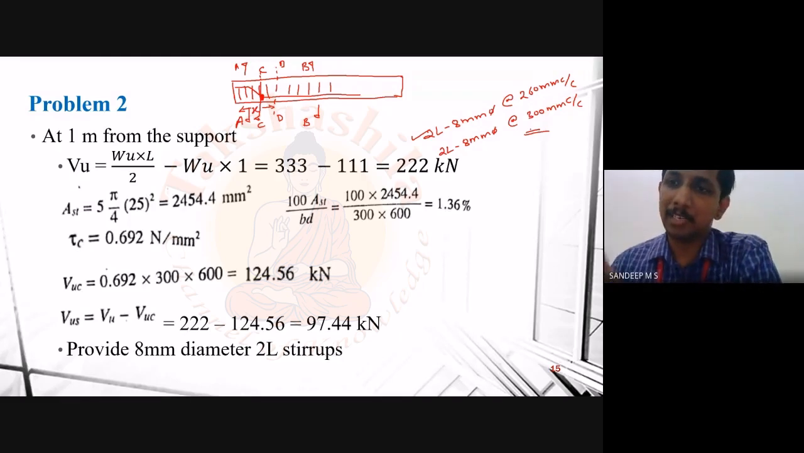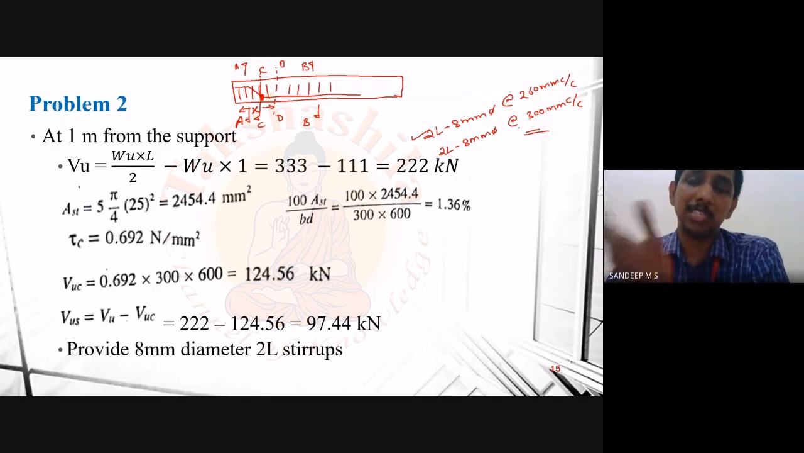Basically, if we are decreasing the center to center spacing, the amount of shear reinforcement will be more. If you are increasing the center to center distance between stirrups, the effective shear reinforcement will be less. When will we reduce the spacing? When we have a huge amount of shear force to be resisted, the amount of shear reinforcement must be more.